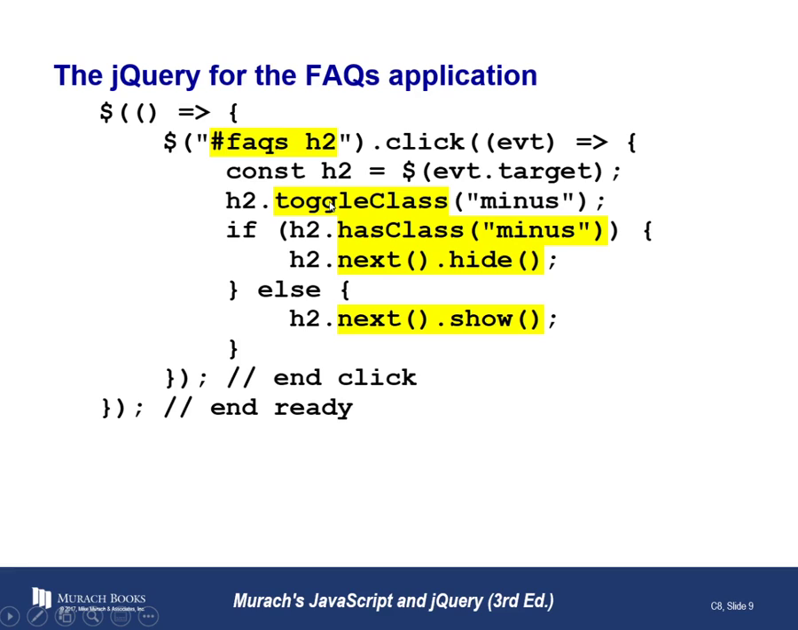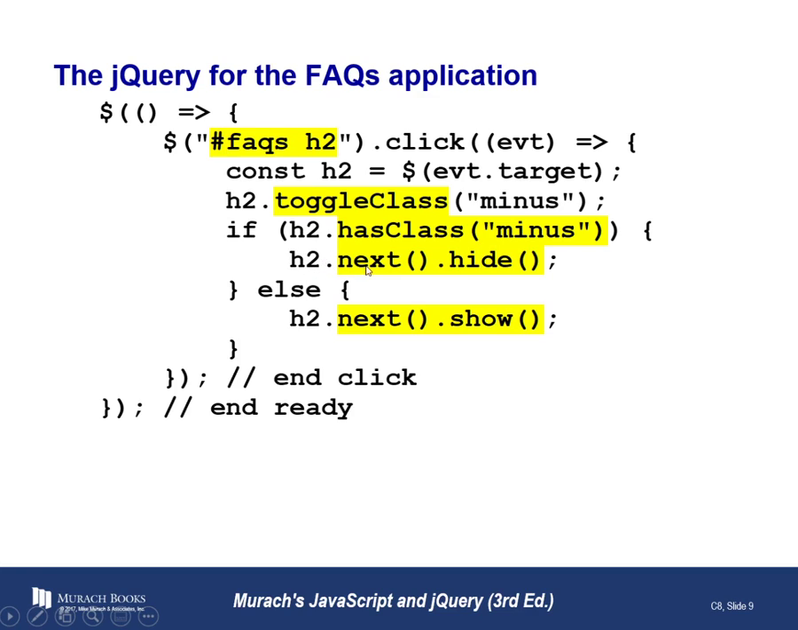So toggle class is interesting. Toggle class will put a CSS class on an element if it's not there. If it is there, though, it will remove it. So it does what it kind of sounds like it would do, toggles the class. If it's there, it removes it. If it's not there, it adds it. Okay, so toggle class is a function. Has class is a function, and it'll return true or false.